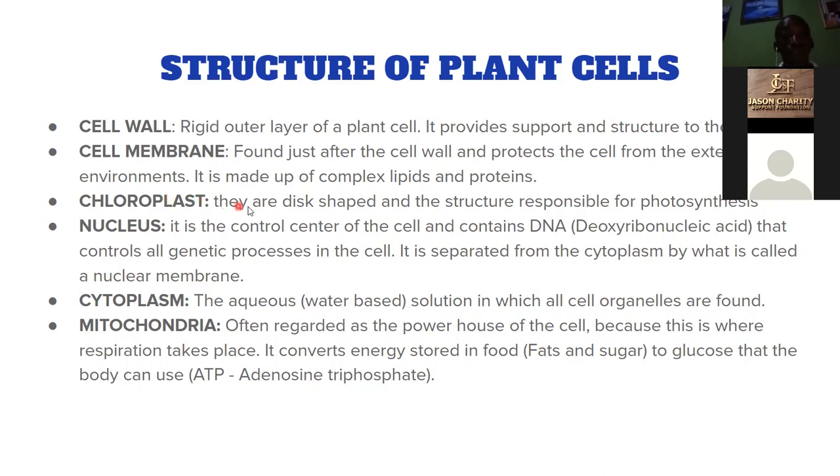Okay. So the chloroplasts are disc shaped and they are responsible for photosynthesis. We all know what photosynthesis is all about. The plant traps in sunlight and uses it to produce its own food. As a result, the structure responsible for that action is the chloroplast.